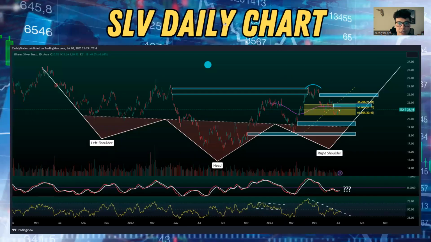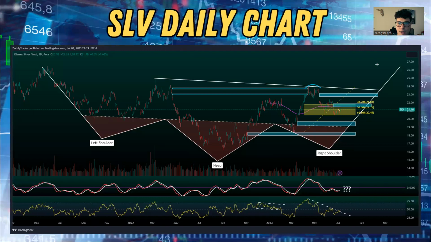Now, this is SLV. SLV looks like a big, massive inverse head and shoulders, in my opinion. And you could draw a trend line for the neckline, something like this. This would be your neckline that you're looking at. And we've got a left shoulder over here. We've got the head. And then this would be our right shoulder right in through here that we're forming currently at the moment. And when we take a look here, lots of gaps, right? We had these 2 gaps up to fill on SLV.